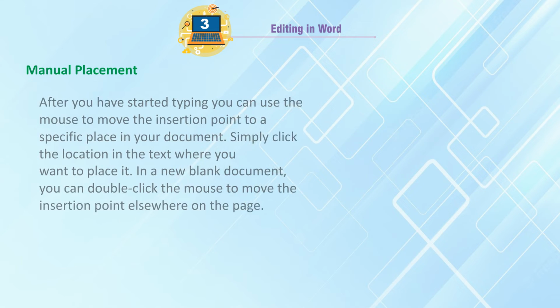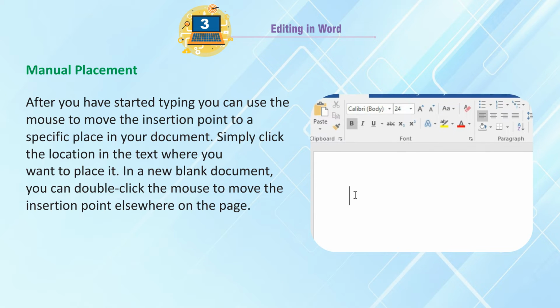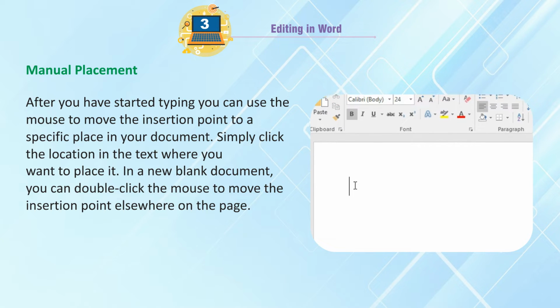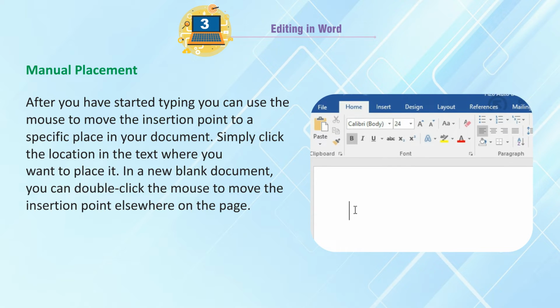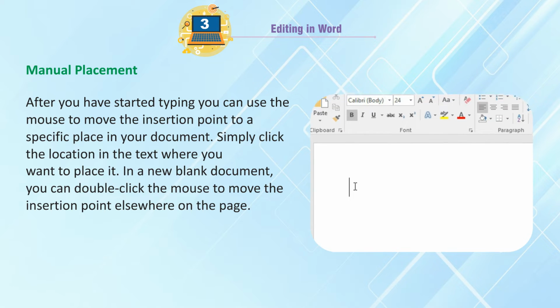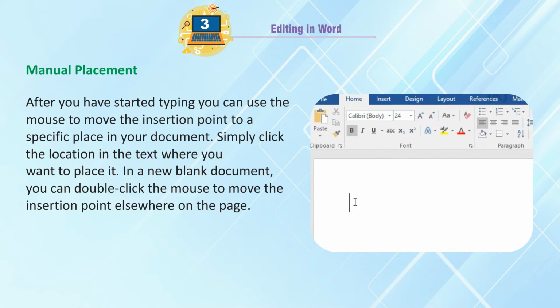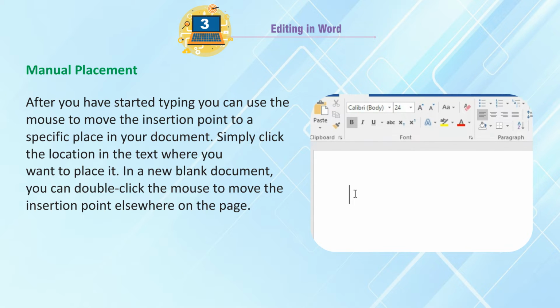Manual placement. After you have started typing, you can use the mouse to move the insertion point to a specific place in your document. Simply click the location in the text where you want to place it. In a new blank document, you can double-click the mouse to move the insertion point elsewhere on the page.